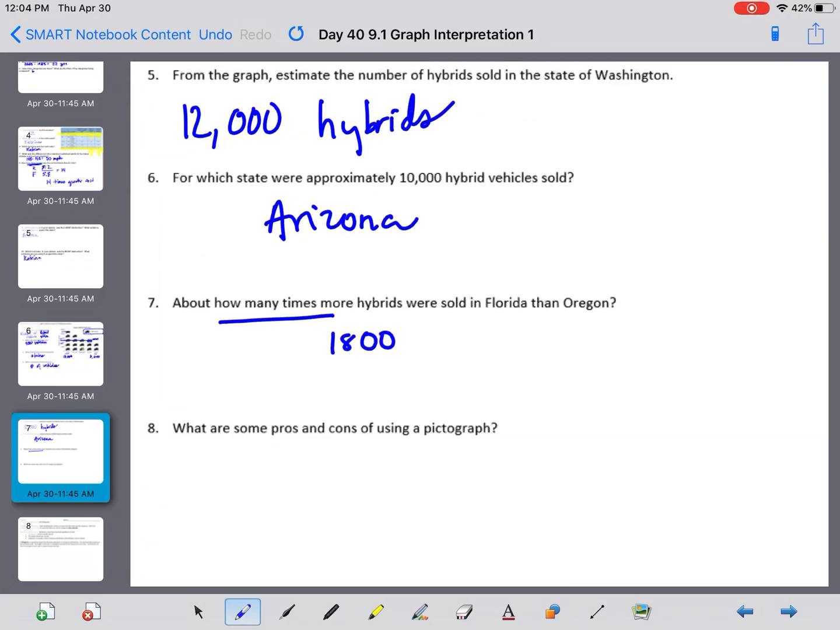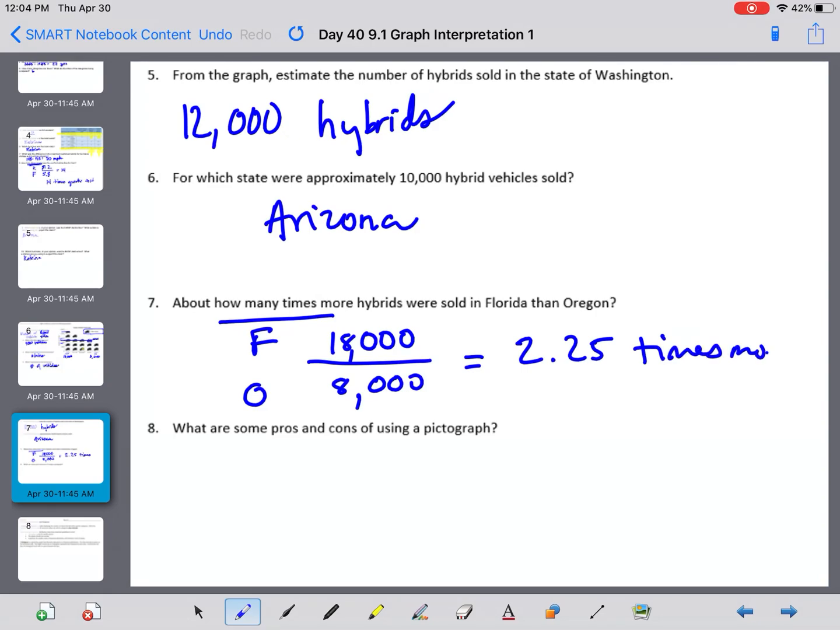So let me go back to the question here. I'm looking at 18,000 compared to 8,000. So if I go ahead and do that division, Florida versus Oregon, this gives me about 2.25 times more. Or if you want to think about that in terms of a percentage, this would be like 225% more hybrids were sold in Florida versus Oregon.